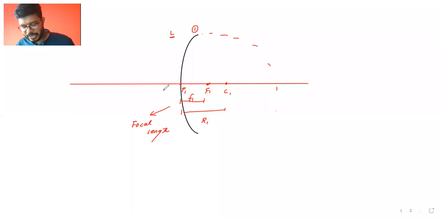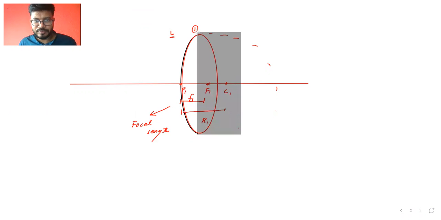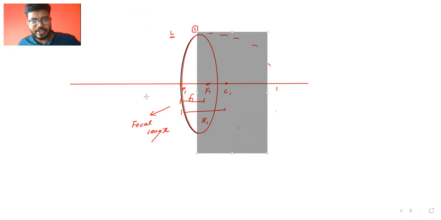The second lens, that is your second curve. Imagine this is your second curve. I'm taking this section alone. Earlier we took that section, now we are taking this section. For the second section, the point where the second curve meets the principal axis, I'll take as your pole P2.